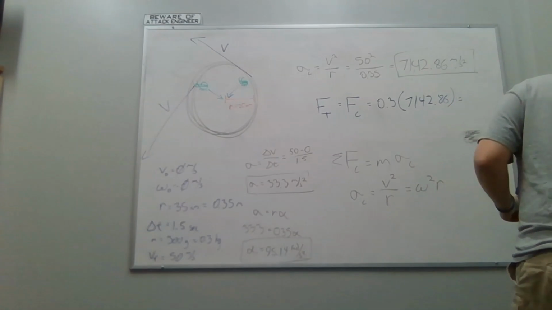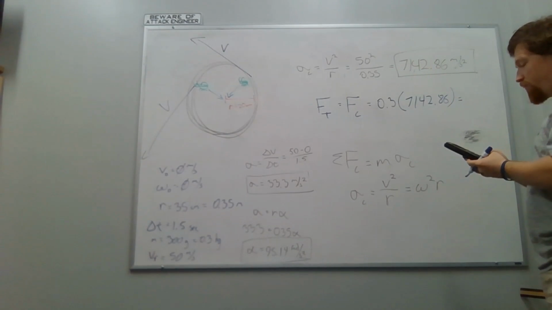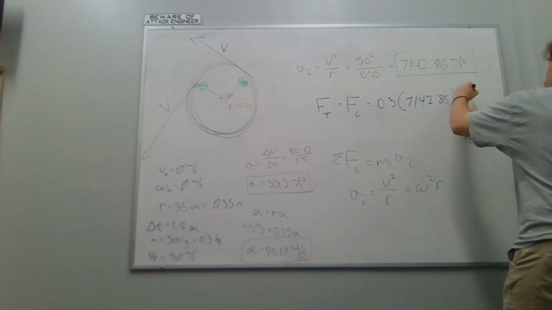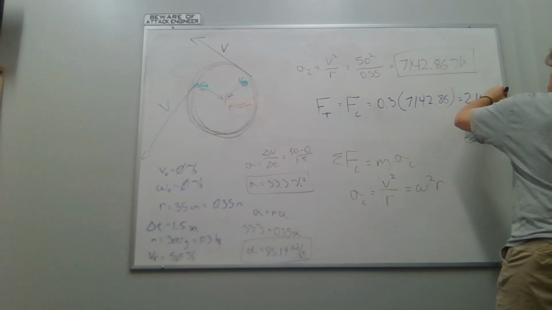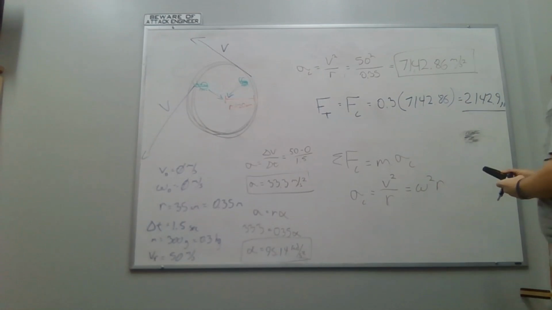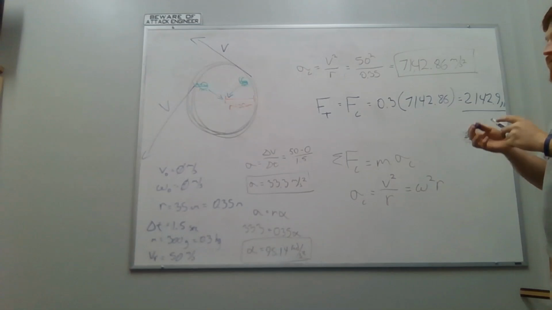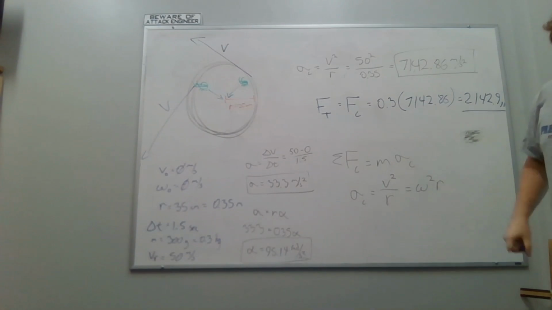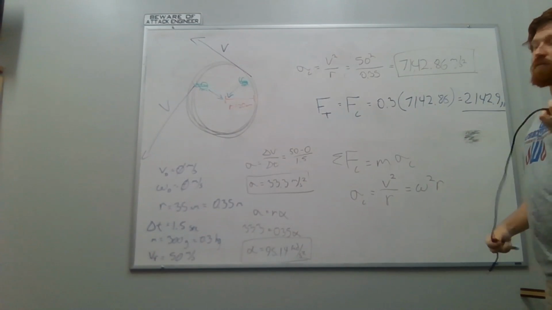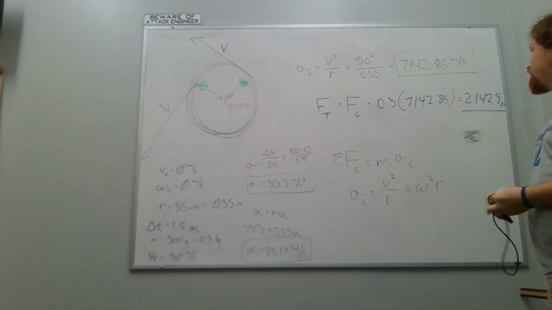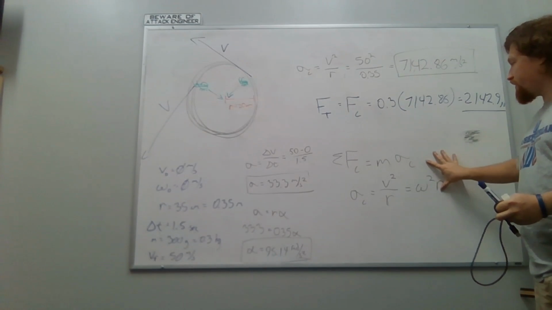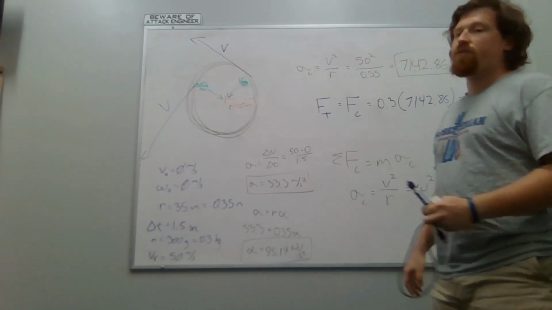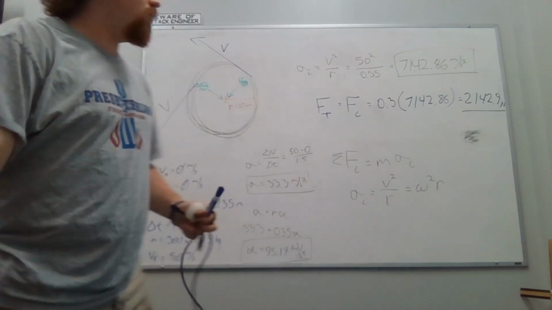So 0.3 times 7,142.9. That's going to be 2,142.9 newtons. That's a lot of newtons. It took a lot of force to be able to accelerate this stone like this. They've had a very good swinging arm. So, some practical examples of the centripetal force and centripetal acceleration formulas.